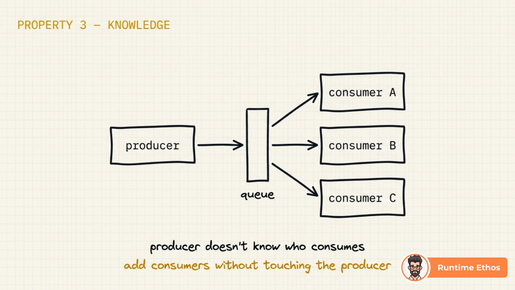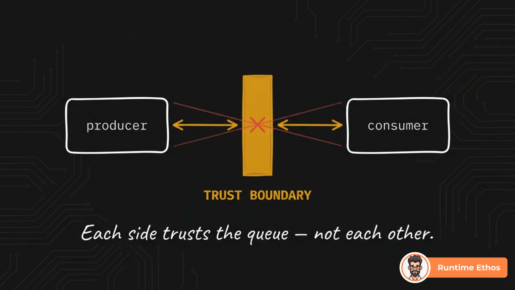Third, knowledge. The producer doesn't need to know who consumes its messages. Add consumers without touching producers. Swap implementations without coordinating a deployment. The queue is the interface. These three properties together make the queue a trust boundary. Each side trusts the queue, not each other. That's why it works. And that's exactly why it can fail invisibly.